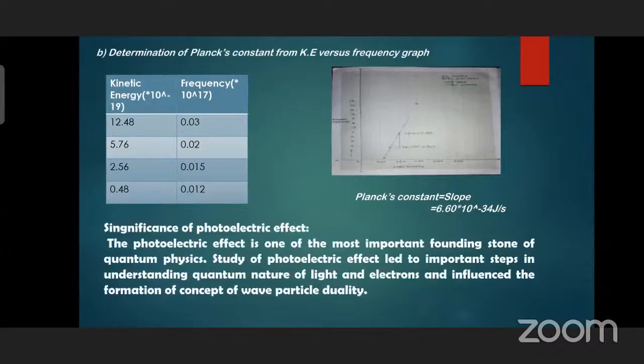Now, why do we need to study the photoelectric effect? What is the significance of it? The photoelectric effect is one of the most important foundation stones of quantum physics. Study of the photoelectric effect led to important steps in understanding the quantum nature of light and electrons and influenced the formation of the concept of wave-particle duality.